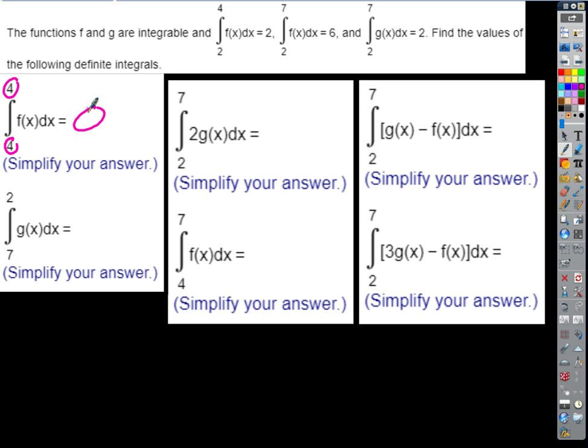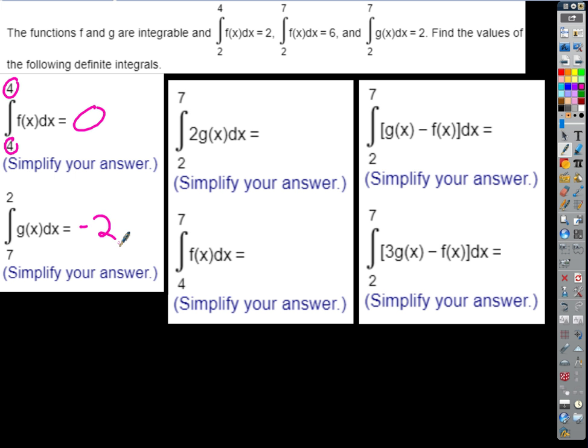The area under the curve g of x from 7 to 2, based on what we know about those functions, what's that going to be? Negative 2, right? Because we're adding up the area backwards. So it's going to be the opposite of this area. So it's negative 2. Okay? How about this one now?